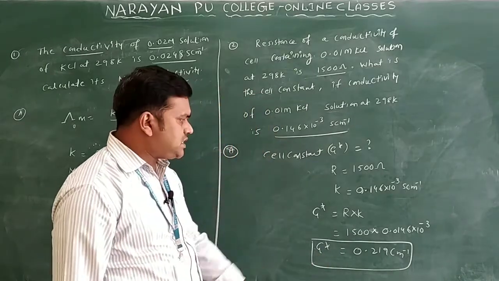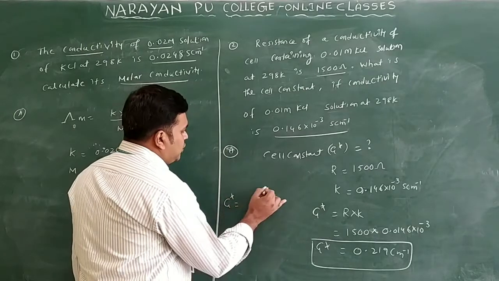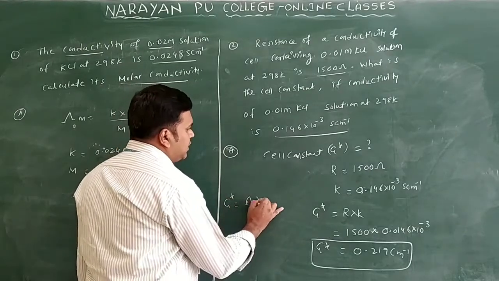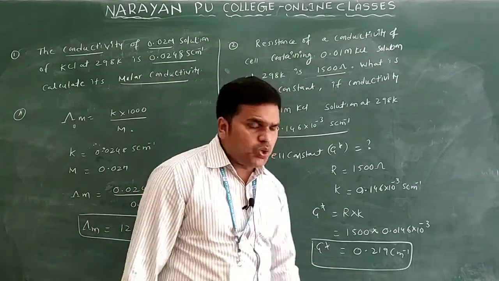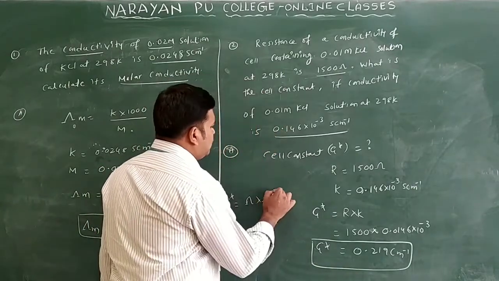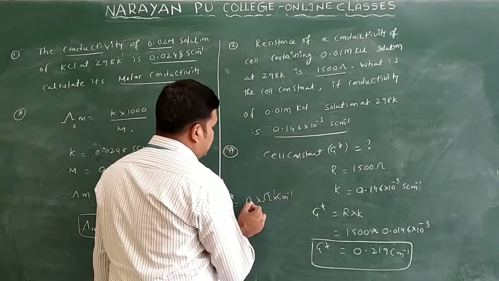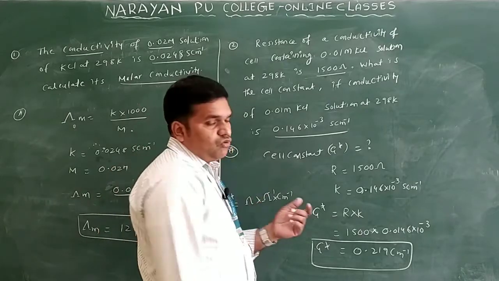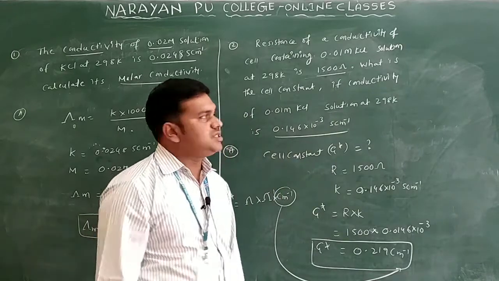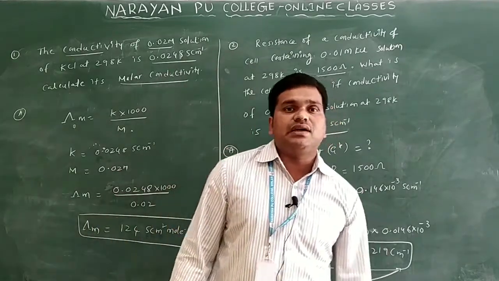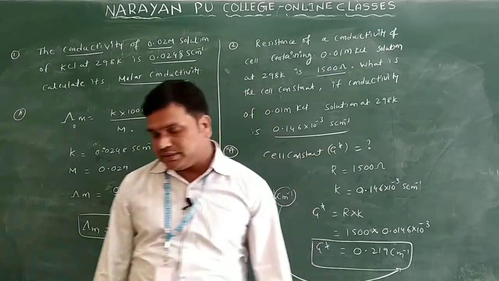How will the units be cancelled here? What are the units of R? Ohm. And the units of K? Siemens centimeter inverse. Siemens means, you can write, 1 Siemens is equal to 1 ohm inverse. So that is ohm inverse into centimeter inverse. Here ohm inverse and ohm cancel, then you will get centimeter inverse only. So this is the calculation of the cell constant, if the resistance is given and the conductivity is given.